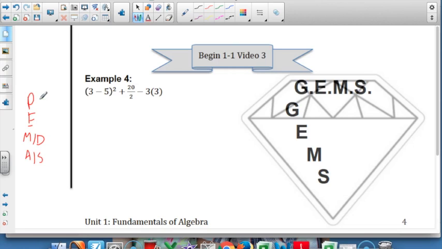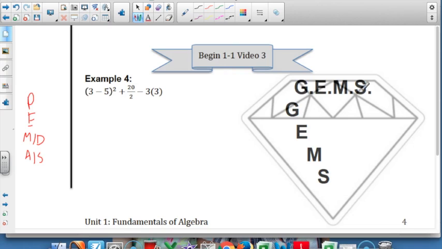Where P stands for your parentheses, and then you got your exponent, your multiplication and division, and your addition and subtraction. And if you are comfortable with that and it has worked for you in the past, then you can stick with that, and that is perfectly fine. I want to show you a different way to think about it that I think works a little bit better for some people, and that is this idea of GEMS.